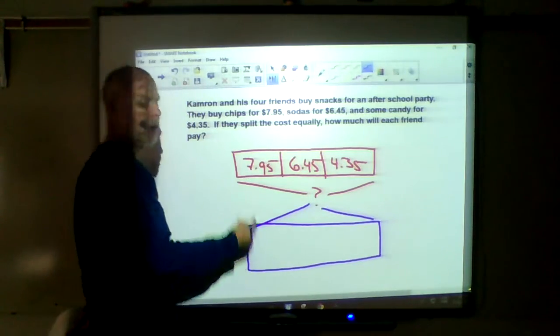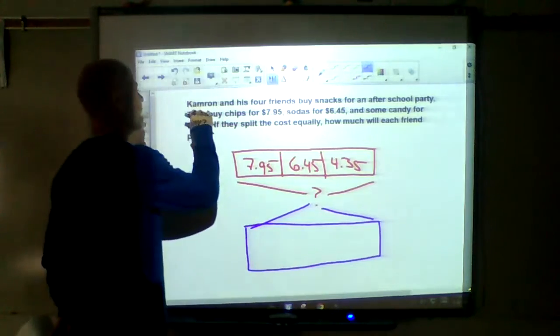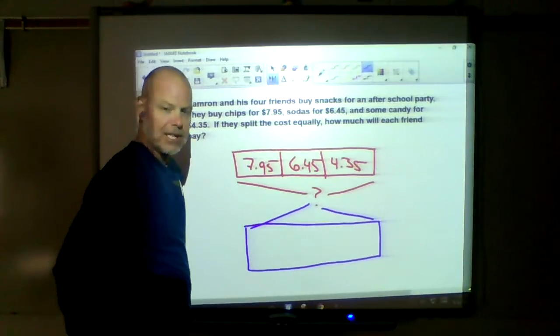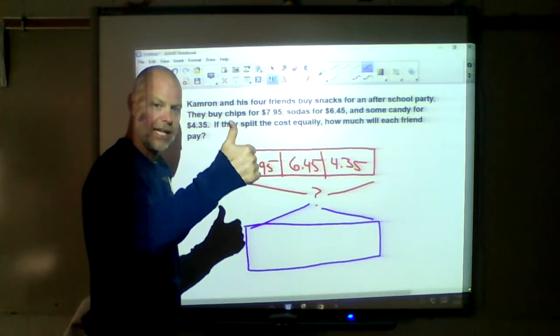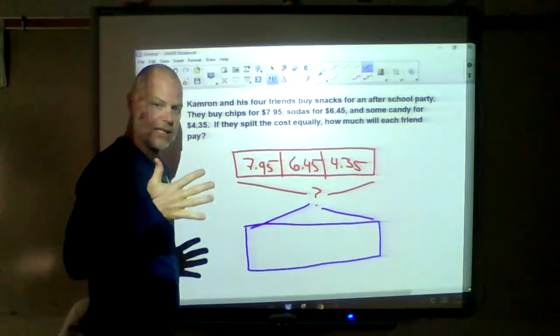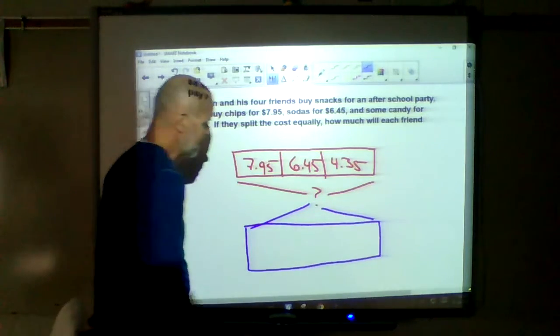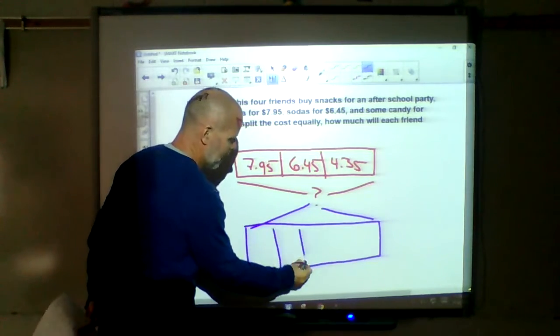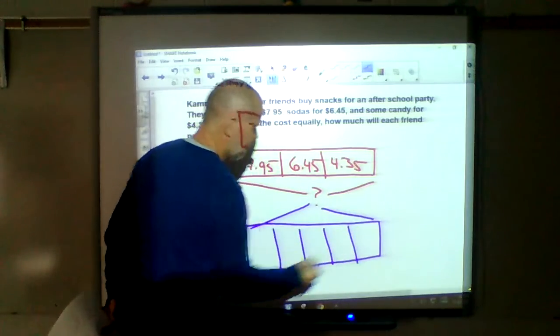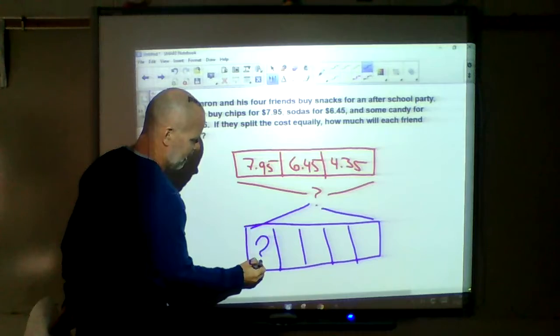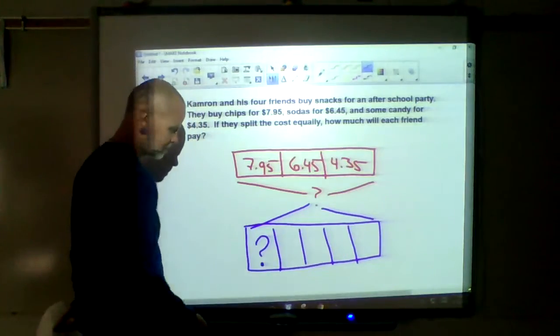How many people are going to split this? Well, I have to go back and read closely. It says Cameron and his four friends. Okay? If I'm counting along, that's Cameron and his four friends. That's a total of five people. So I need to make sure that I split this into five roughly equal parts. How much will each friend pay? That's this amount right here.